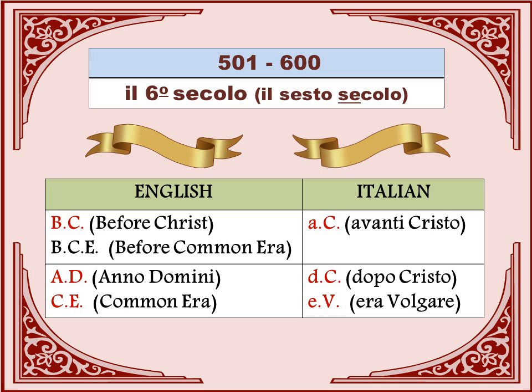In English, the designation BC, before Christ, and AD, Anno Domini, frequently accompany years in historical accounts, although the designations BCE, before Common Era, and CE, Common Era, are occasionally used instead of BC and AD, respectively. The Italian equivalent of BC is AC, which stands for Avanti Cristo, before Christ, and the Italian equivalent of AD is DC, which stands for Dopo Cristo, or after Christ. Sometimes in Italian writing you will see EV, which will be used in place of DC and means Era Vulgare, or Common Era.